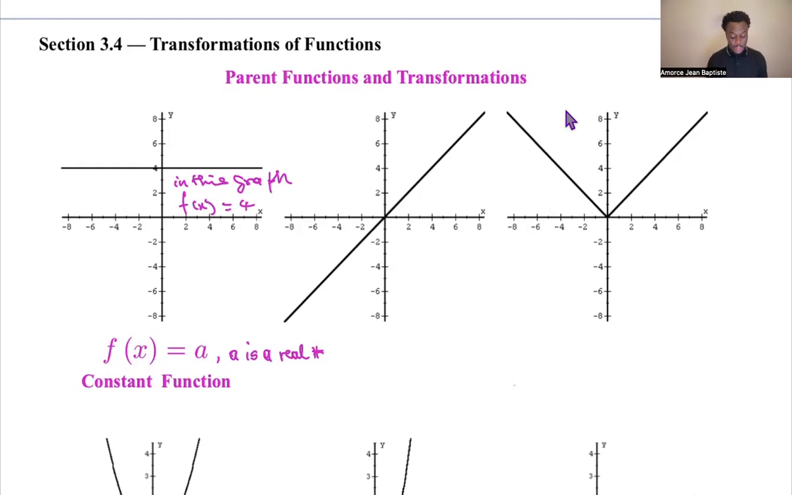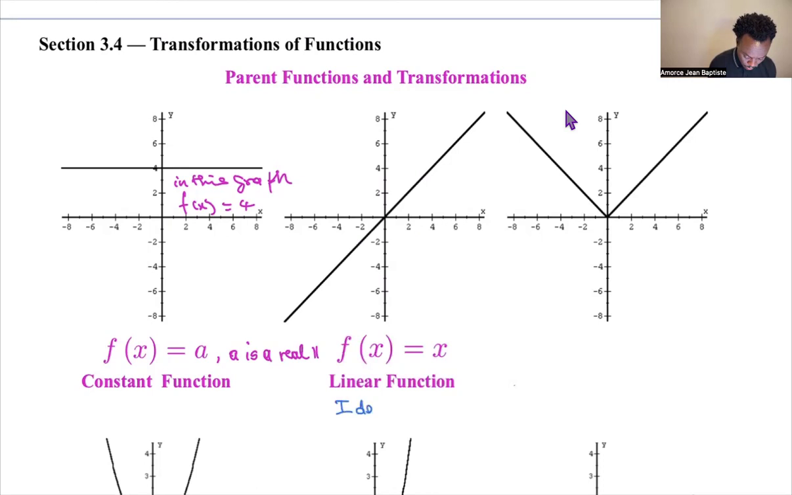The next function is this graph here. We will discover the name, and it looks like a straight line. The equation of it would be f of x equals x. That's the identity function, but it's also linear. So to be precise, it's going to be the identity function, because f of x is itself. F of x is x.